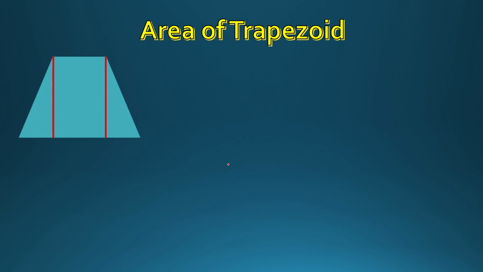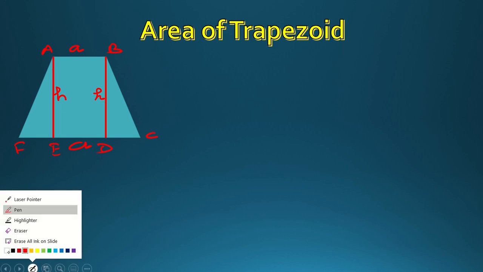For this we need the height of the trapezoid. So this is the height, this is h, and this is also h. Now you see A, B, C, D, E, F. You can see this is a rectangle A, B, D, E. So we know the area of the rectangle. If I take this side as A, this will also be A. Yes or no? Just make sure that you understand this.